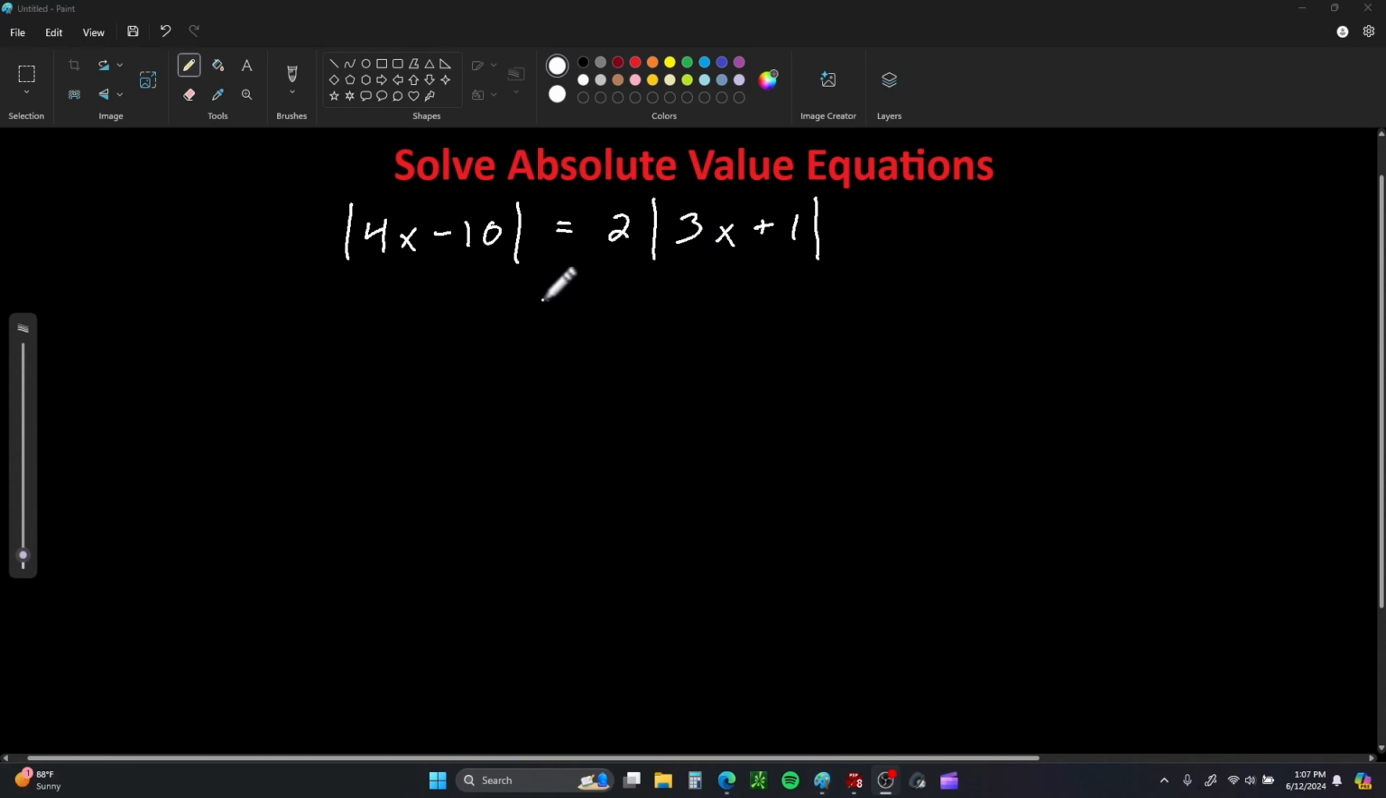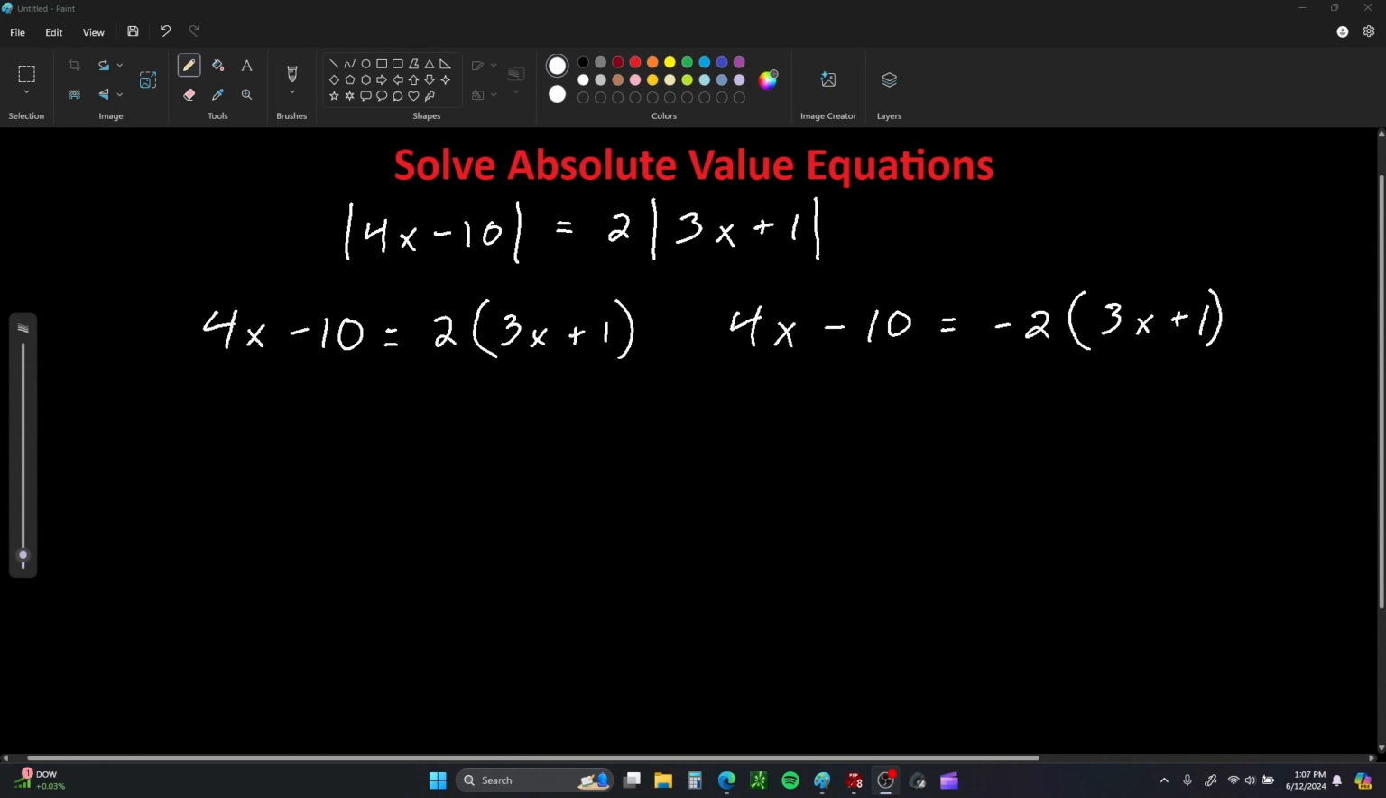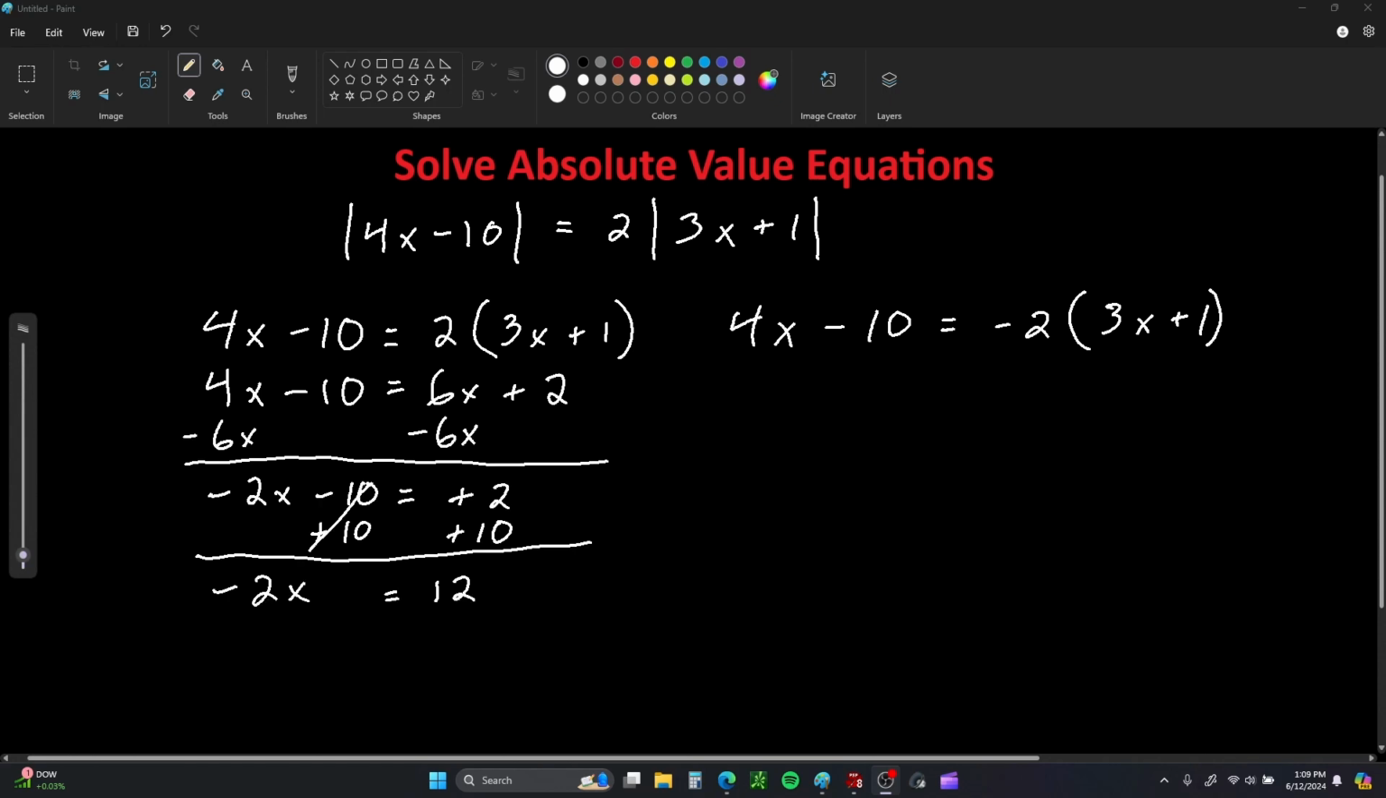In this last example, I want to set the left side equal to a positive and negative right side. So I'm going to rewrite these two as seen here. Working with the left one, I want to distribute and then get the x's on one side and the constants on the other. And then divide both sides by minus 2, giving me x equals minus 6 for the first solution.